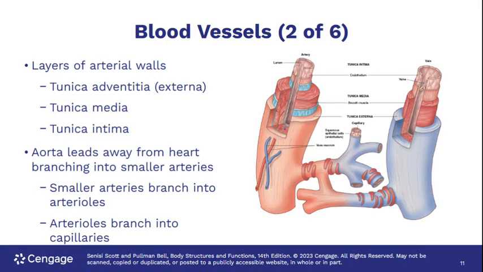And the tunica intima consists of three small layers of endothelium, which is a smooth lining so that there's smooth flow. You don't want to have a rough surface because if you have a rough surface, platelets can get stuck, cholesterol can get stuck, and then now you have a problem.